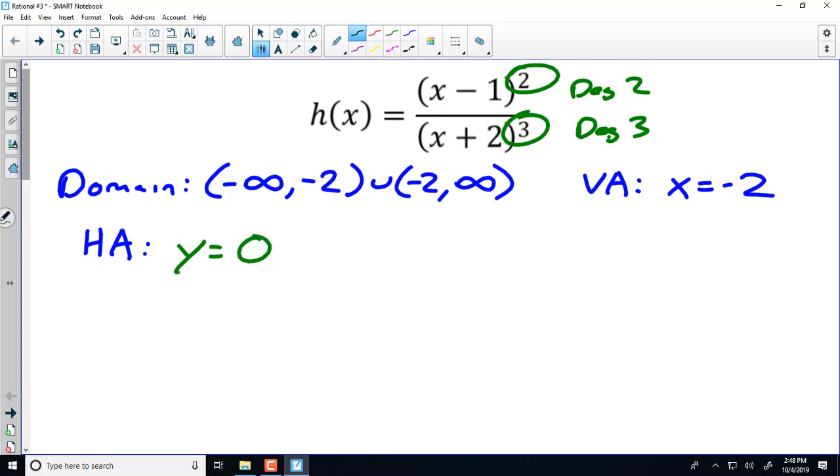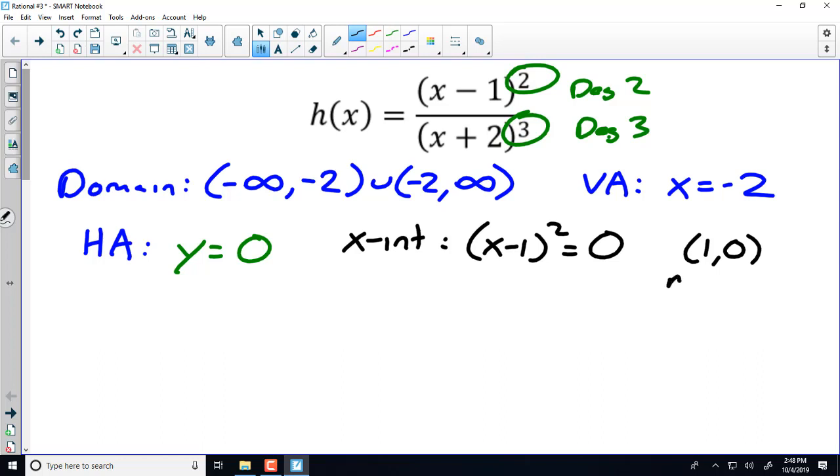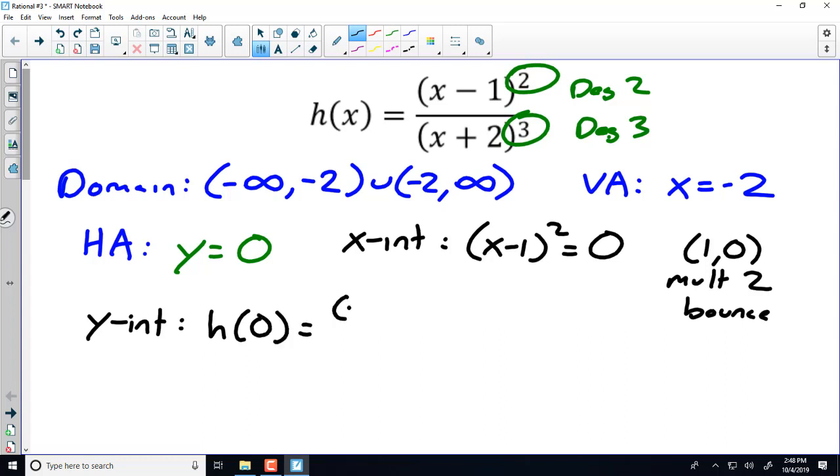Okay, x-intercept. If there's an x-intercept, we find that by setting the top equal to 0. Because it's nicely factored, we get a couple pieces of information. First of all, we see that the x-intercept is at 1, 0, but we also see it has multiplicity 2, which means we're going to have a bounce on our rational function right at that x-intercept. All right, y-intercept. We have a y-intercept because I didn't kick 0 out of the domain, so I can plug a 0 into the function. If you plug a 0 into this function, you're going to get negative 1 squared on top, and you're going to get 2 cubed on the bottom, or 1/8. So our y-intercept is actually at 0, 1/8, very close to the x-axis, but still there.